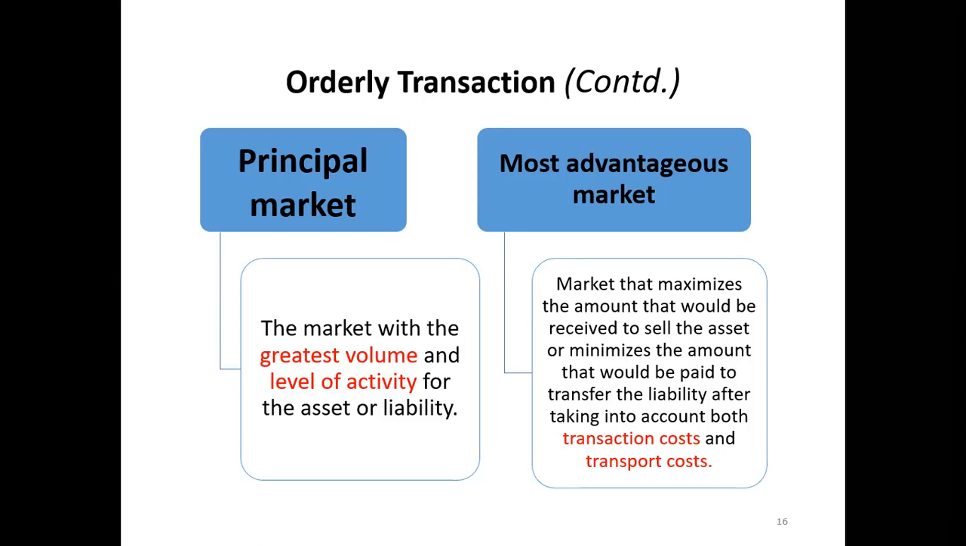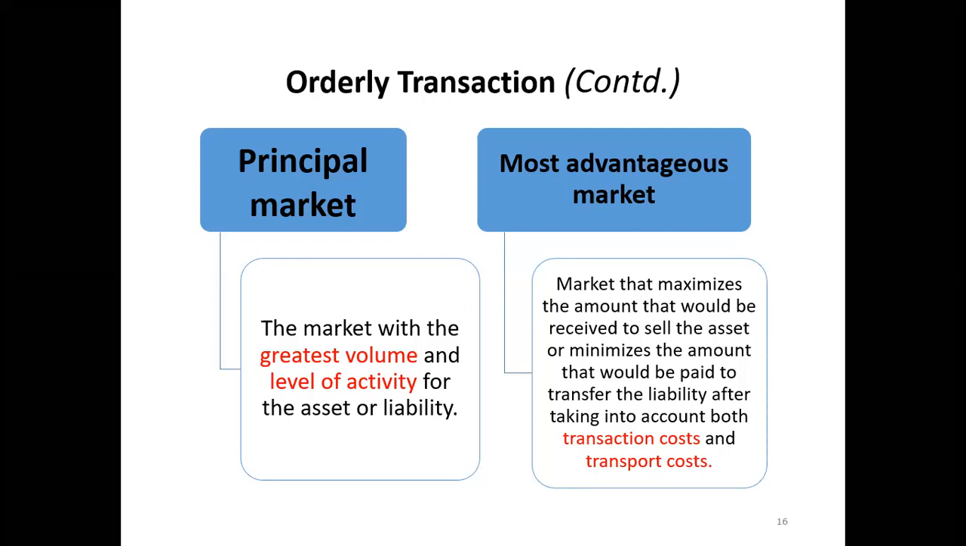The most advantageous market is determined. It is a market that maximizes the amount that would be received to sell the asset or minimize the amount that would be paid to transfer the liability after taking into account both the transaction cost and the transport cost. When it comes to this most advantageous market, you get the sales proceeds. If you sell a particular asset in that market, you get the sales proceeds. From that, you need to deduct the transportation cost and the transaction cost. And what you get is the net proceed.